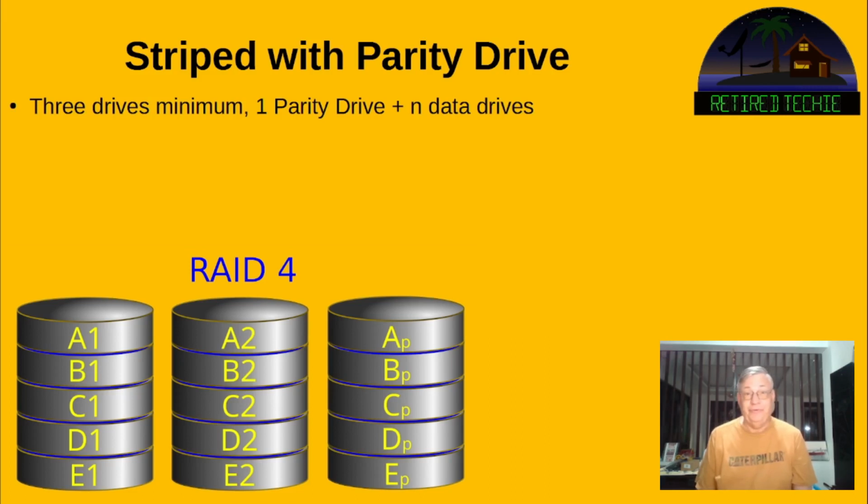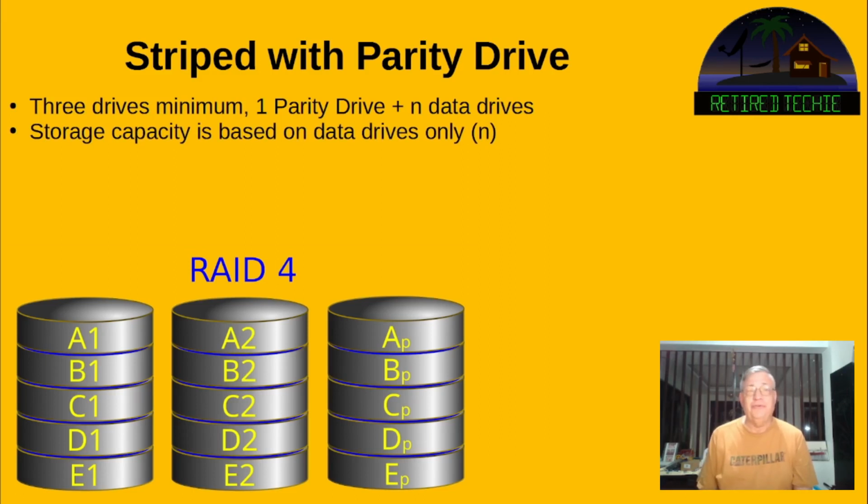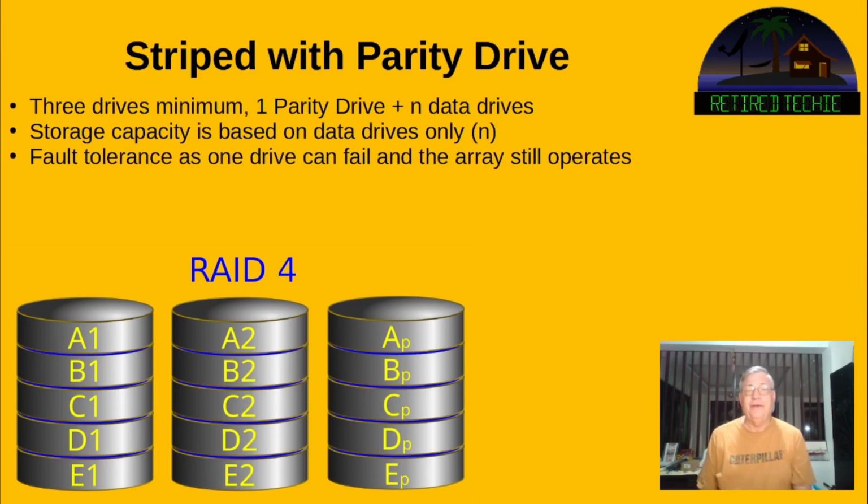Your storage percentage increases the more drives you have installed. Again, storage capacity is based on data drives only, and like most other RAID configurations, it's going to be based on the smallest drive times the number of drives. There's fault tolerance here as one drive can fail and the array still operates. In the RAID array configuration, you pull the data off and you can replace the drive, and it will rebuild itself. Again, it takes time. You're going to have a performance hit when this happens.